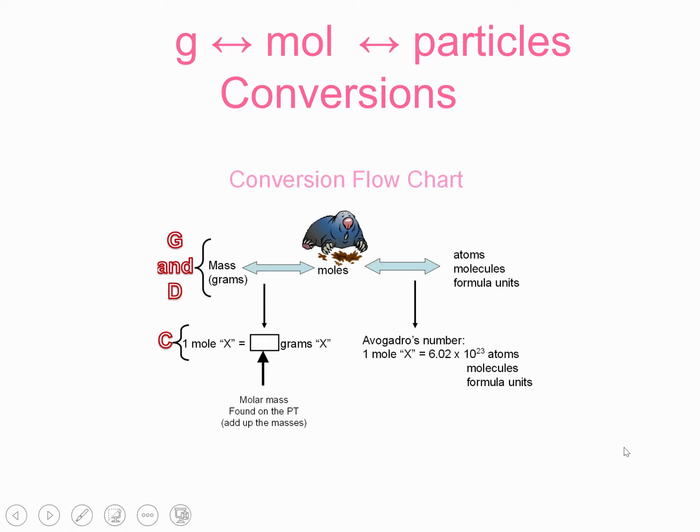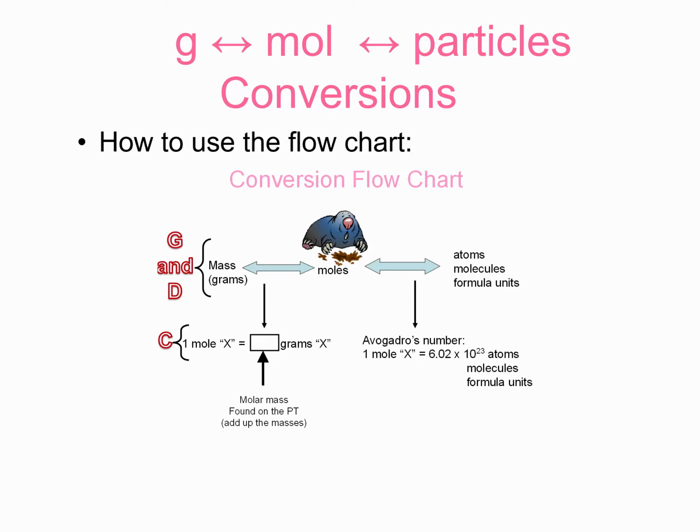In this video, we're going to go over how to do some gram to mole and then to particle conversions. So first, here's this flow chart that we use for doing mole conversions. And you'll notice right away that this over here shows the given and desired. And then the C stands for conversions. So this is given, and then this is desired. And then this C right here stands for conversion factor.